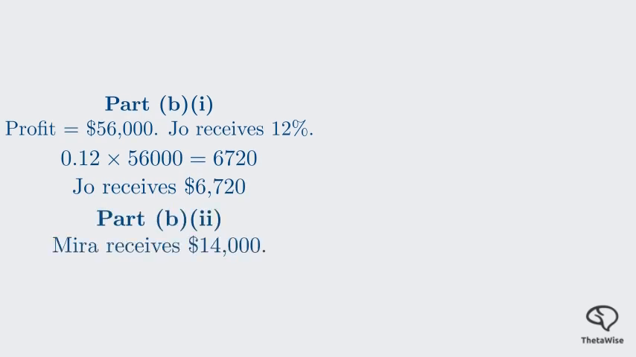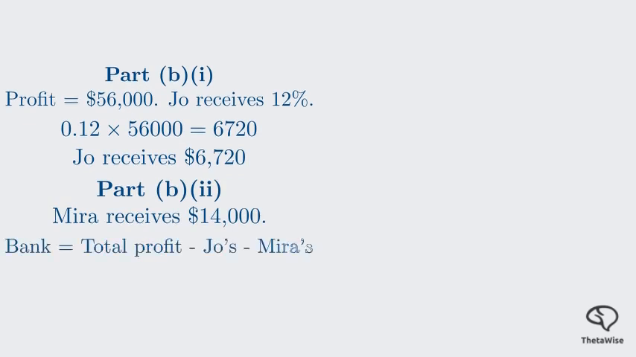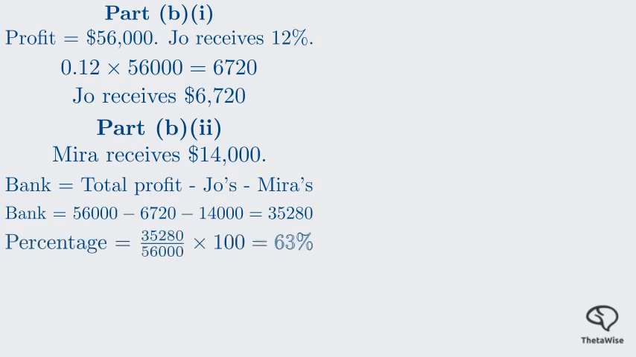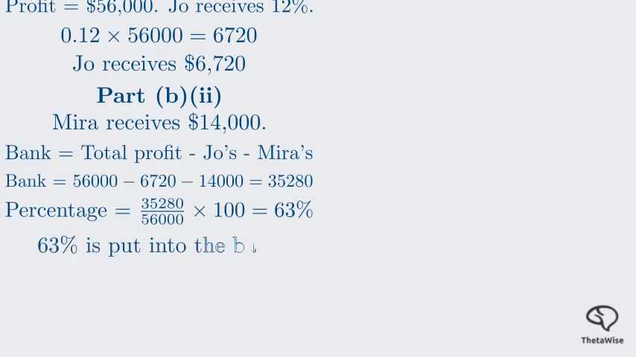We need to calculate the bank account percentage of the total profit. First, find out how much money goes to the bank. 56,000 minus 6,720 minus 14,000 equals 35,280. Now express this as a percentage of the total profit by dividing 35,280 by 56,000, then multiplying by 100. So 63% is put into the bank account.